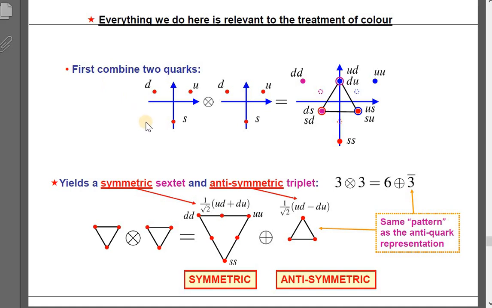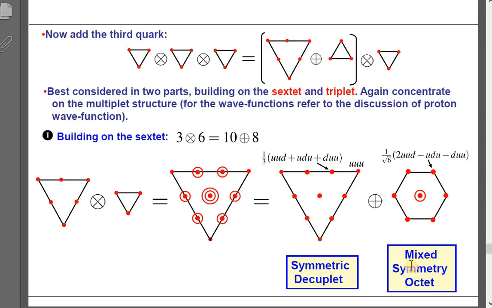Anyway, so regarding the UDS baryons first. Let's first combine the 2 quarks. Again, I am doing the diagrammatic approach and you get these states here. Note that this yields a symmetric sextet and an antisymmetric triplet. This thing here, symmetric sextet and an antisymmetric triplet, written like this. Good. And now what do we do next?